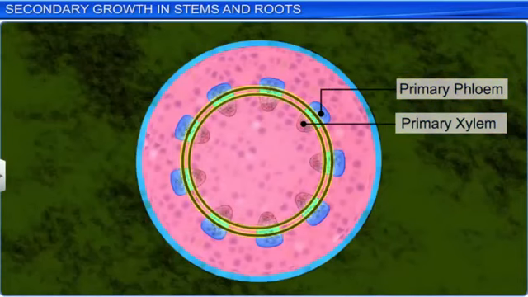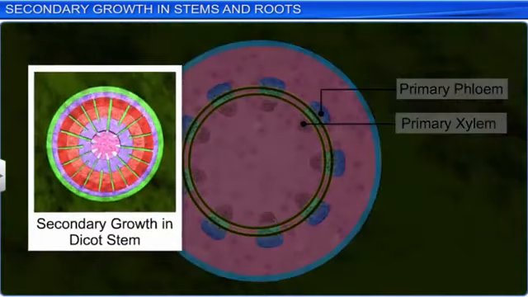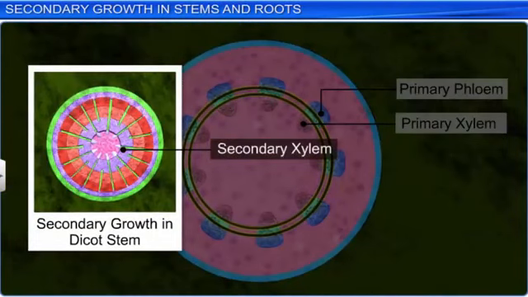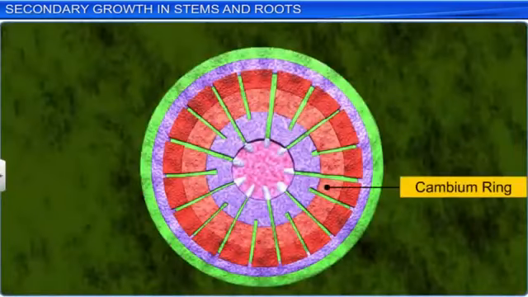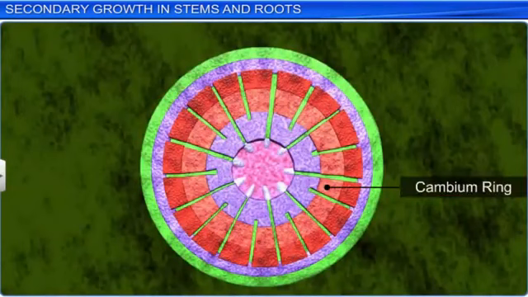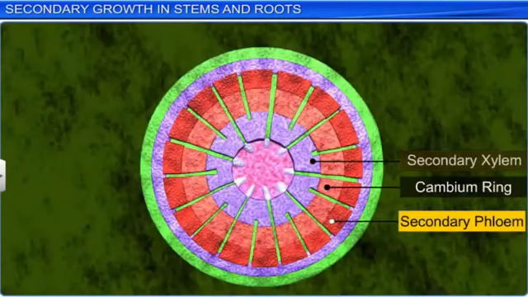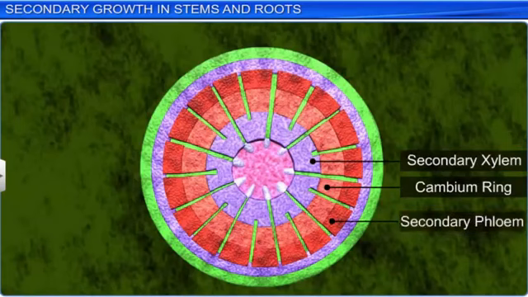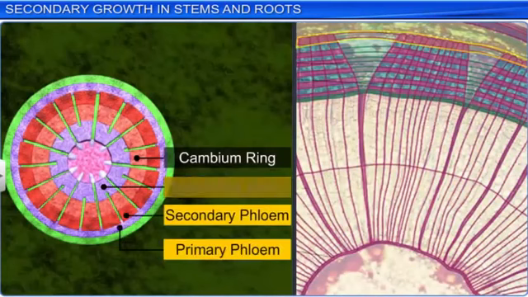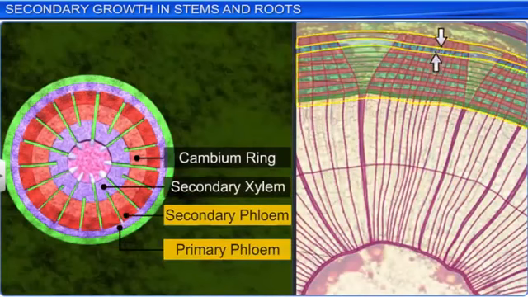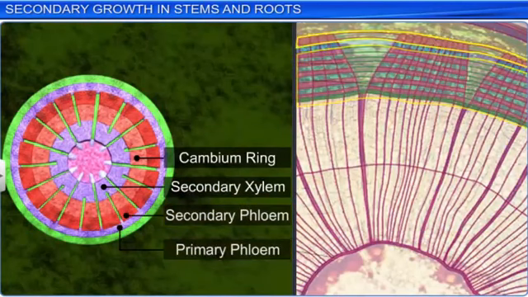Cell division takes place on both sides of the cambial ring and results in the formation of secondary xylem on the inner surface and secondary phloem on the outer surface. Since the cambium is more active on the inner side, the formation of secondary xylem is more than secondary phloem. Due to the continued formation of secondary xylem, primary and secondary phloem get crushed. However, primary xylem remains intact in the center.